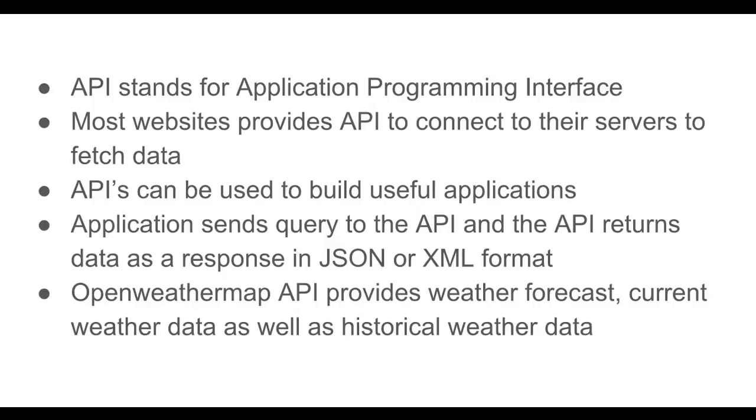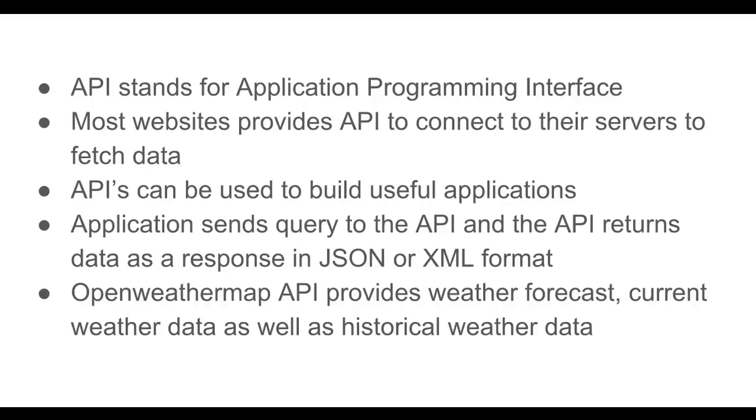Now, there are so many APIs out there, including weather APIs. There are different weather APIs that can be used in building a weather app. In this tutorial, we're going to be making use of the Open Weather Map API. This API provides data for weather forecast and current weather, that is, we can get current weather data as well as historical weather data. But for this application, we are only going to concentrate on current weather data and weather forecast data.